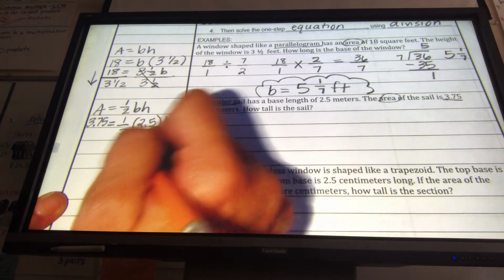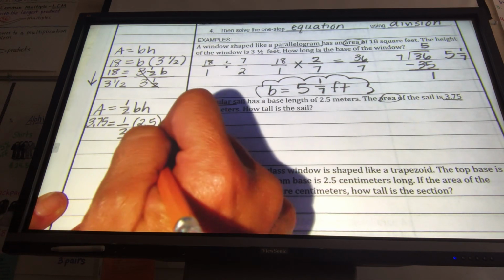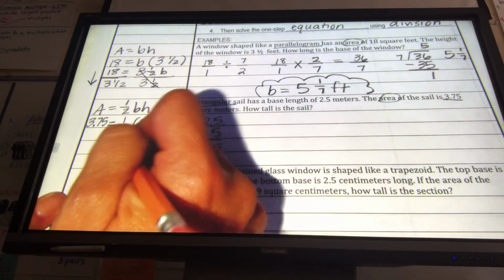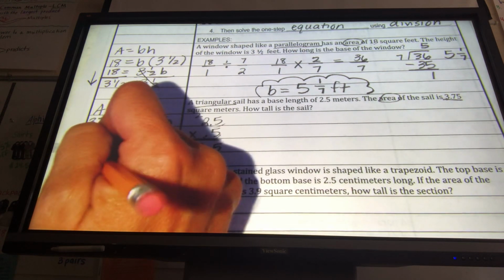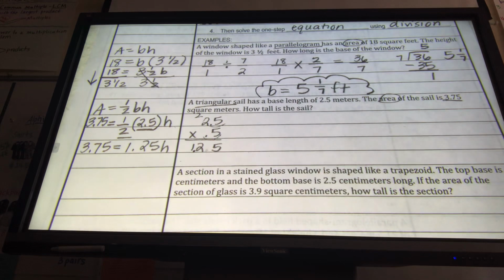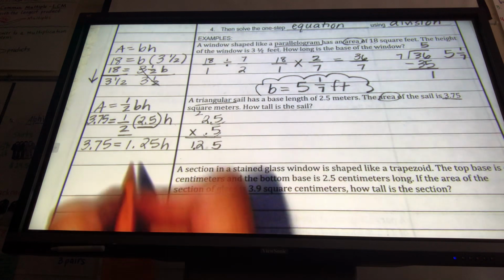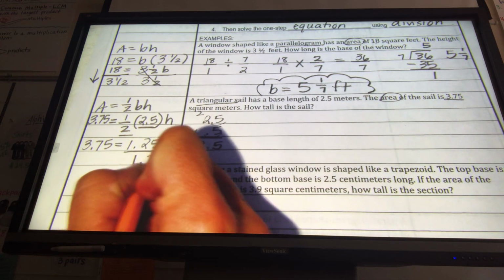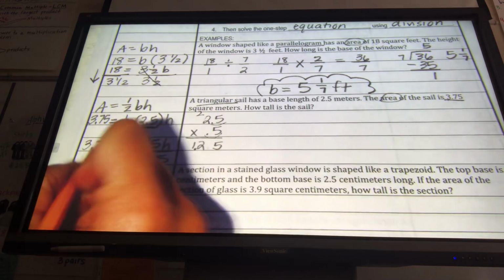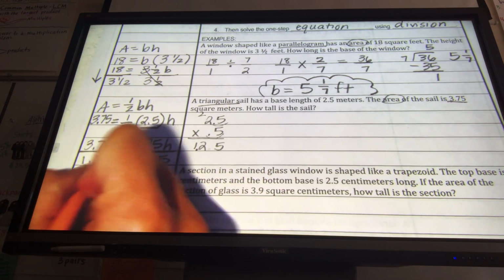Okay, so 1.25H equals 3.75. What's our coefficient in this problem? H. Coefficient? 1.25. Okay, so we're going to divide by our coefficient. Divide by 1.25. Cancels. Divide by 1.25.